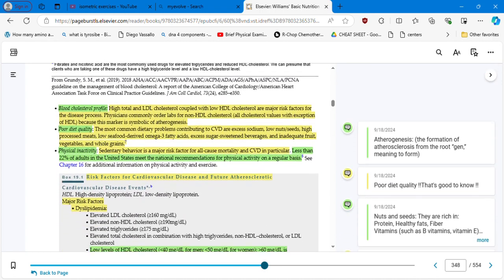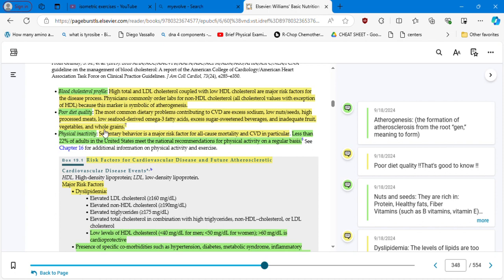Now we also have the risk for blood cholesterol profile. We have total LDL. You know, the book is mentioning this, but they didn't give you a table with the numbers. That's why I shared a table. Poor diet quality, of course, another risk factor. Physical inactivity. Okay, sedentary behavior is a major risk factor that causes mortality and CVD in particular. Less than 20% of adults in the United States meet the national recommendation for physical activity.